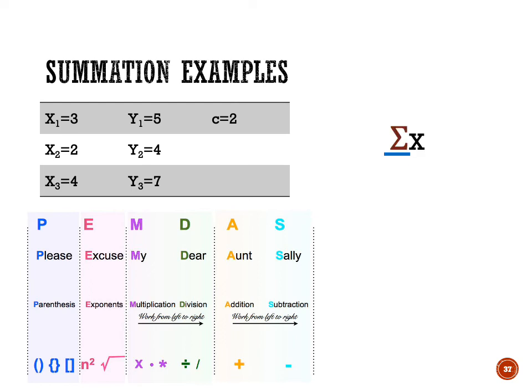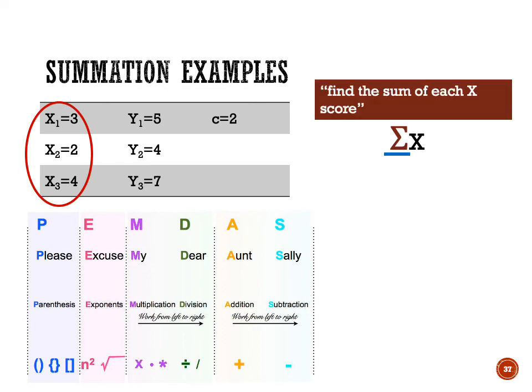All right, so here is our expression. We have sigma and then X. So that's the summation symbol and then variable X. Let's talk about how to interpret that. X represents all the values of X, and the sigma symbol represents sum or total. So I can interpret this phrase as find the sum of each X score. That's exactly what I'm going to do. I'm going to take each X score and find the sum. So I have 3 plus 2 plus 4, and the answer to this expression would be 9.